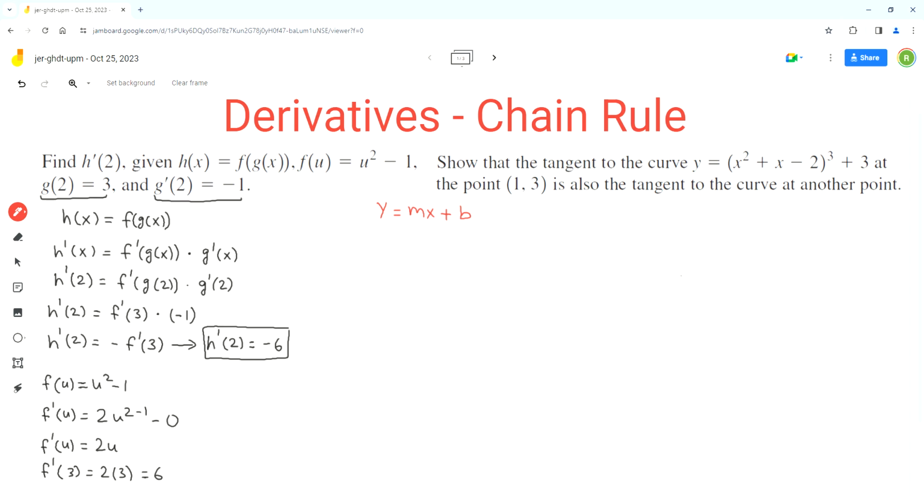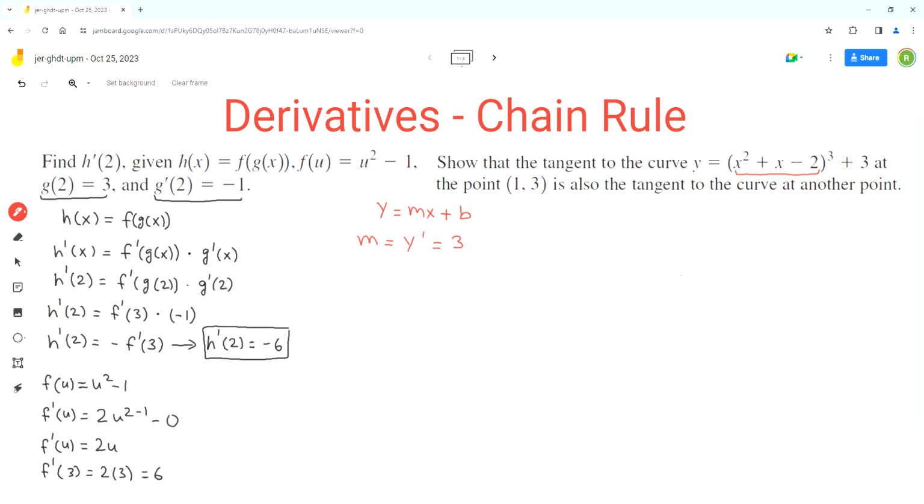So we start by finding the slope of this tangent by finding the derivative of the given curve equation. So our first step is m equals y prime. Now we have to find the derivative of the given curve equation. For the first term, we'll have to use the chain rule because this term has an inner function, which is the polynomial function x squared plus x minus 2, and the outer function is the exponential function with the exponent 3. So we start with the derivative of the outer function, and for that we'll use the power rule.